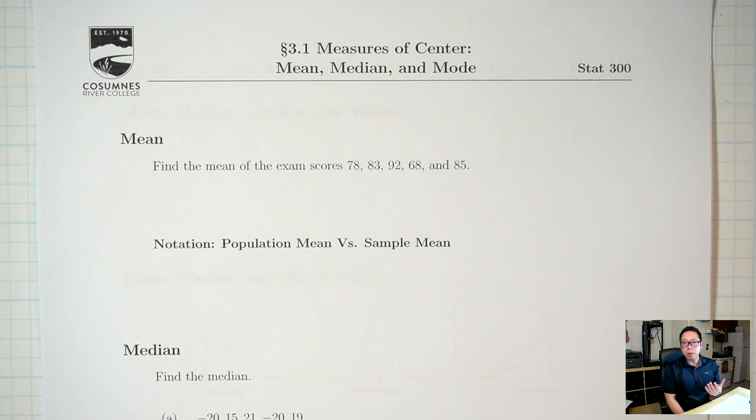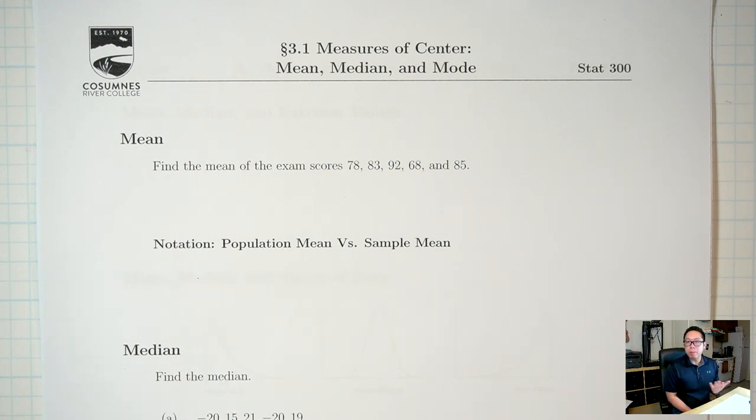So far, we've talked about histograms, polygons, ogives, and more recently, stem and leaf plots. All of those are graphical summaries of data. So we were summarizing data using a graph or a picture. Today, we're going to talk about the very first numerical summary of data. So we're going to summarize data using a number instead of a graph.